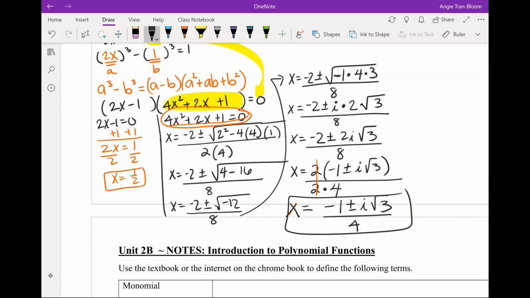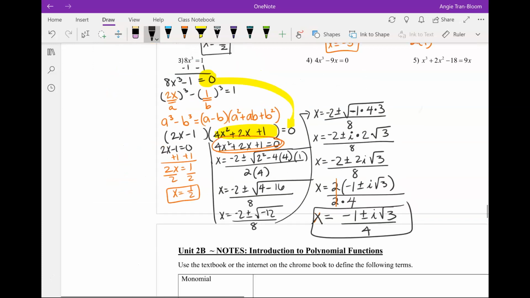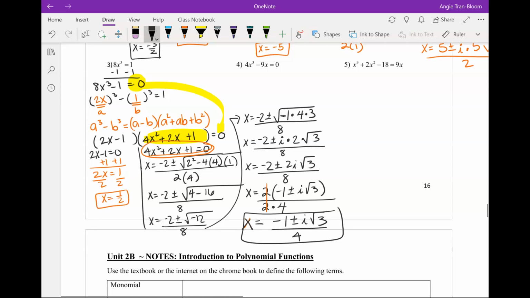So how many answers, Madison, do we have total for this question 3? 3. Okay, there are 3 answers all together. One is a real answer, and 2 of them are imaginary. I'm sorry, John, you have your hand up. Why did you pull out the 4 to the 12? Because 4 times 3 equals 12. Is that okay?